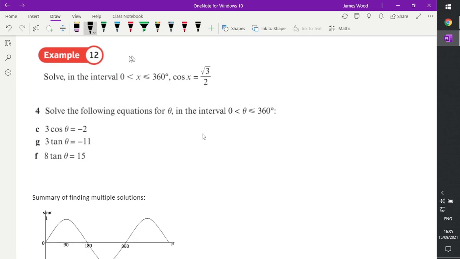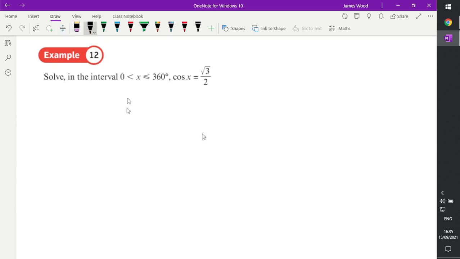Okay, let's have a look at cos. And we've got cos x equals root 3 over 2, so let's just put that on. So I'm going to get two solutions between 0 and 360. So I need to do inverse cos of root 3 over 2, which is 30. So that's going to be my first solution here, 30 degrees.